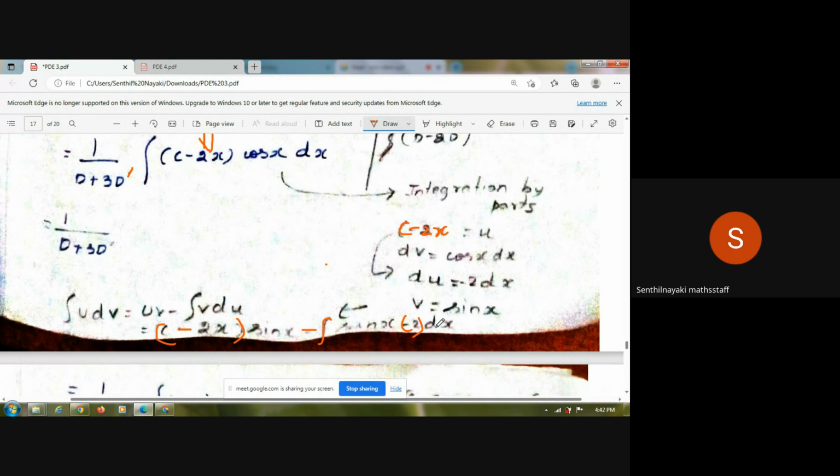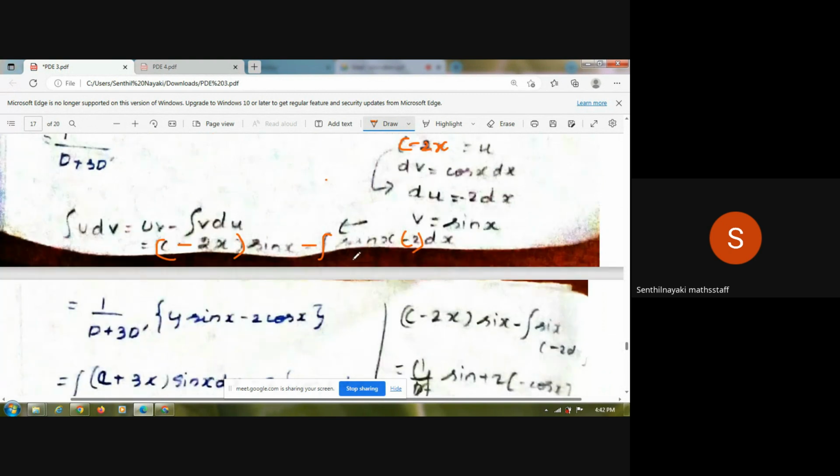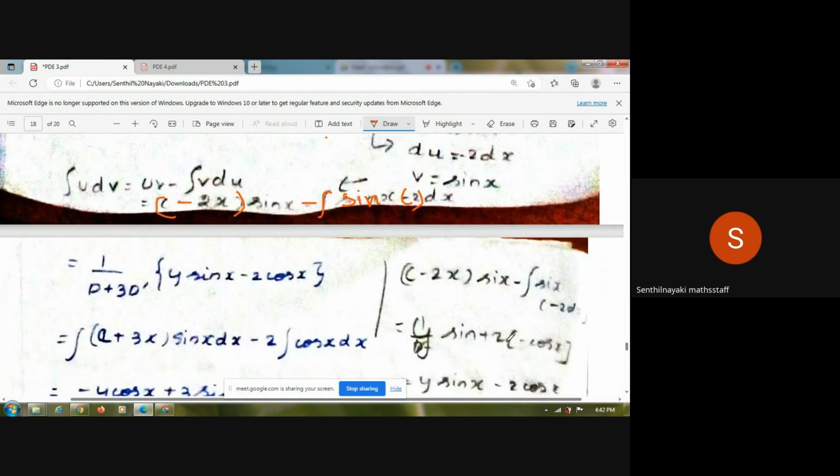So this is the v du term. Here this is sin x. So minus 2 is a constant term. Minus into minus is plus, therefore this term becomes plus 2. So we have (c minus 2x) into sin x plus 2 sin x.